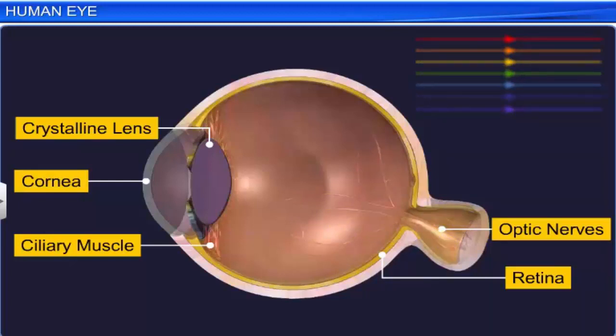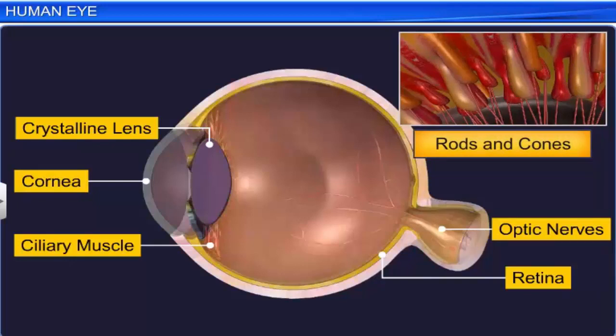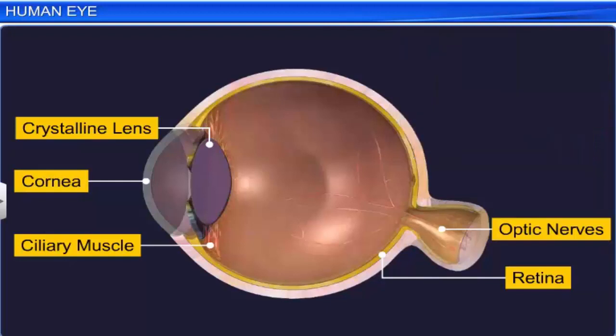The portion between the cornea and the lens is filled with a watery fluid called the aqueous humor. The space between the lens and the retina is filled with a jelly-like fluid called the vitreous humor. Now let us study the working of the human eye.